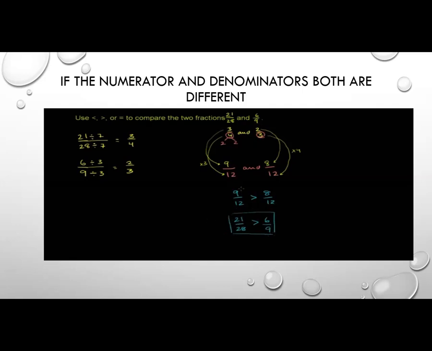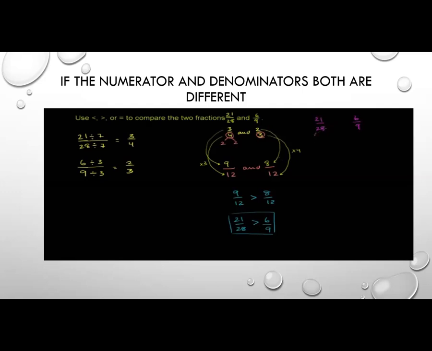Another way we could have done it, we didn't necessarily have to simplify that, and let me show you that just for fun. If we didn't think to simplify our two numbers first, so 21 over 28 and 6 over 9, we could just find a least common multiple in the traditional way without simplifying first.